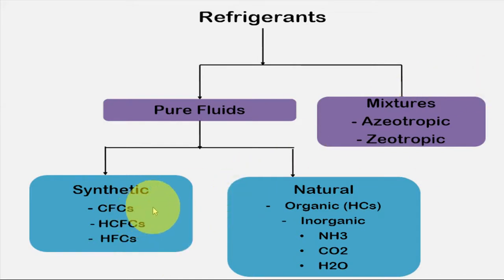If you add two or more refrigerants, then we get a new refrigerant that is called a mixture, azeotropic mixture or zeotropic mixture. Then naturally available refrigerants are nothing but organic refrigerants, halocarbons, or inorganic refrigerants like ammonia, carbon dioxide or water.